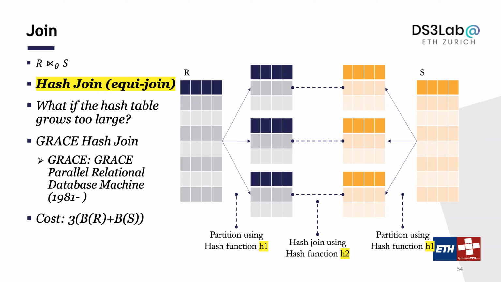So what is the cost? Essentially, to do the partition on R, I need to read R, build a hash table, right?